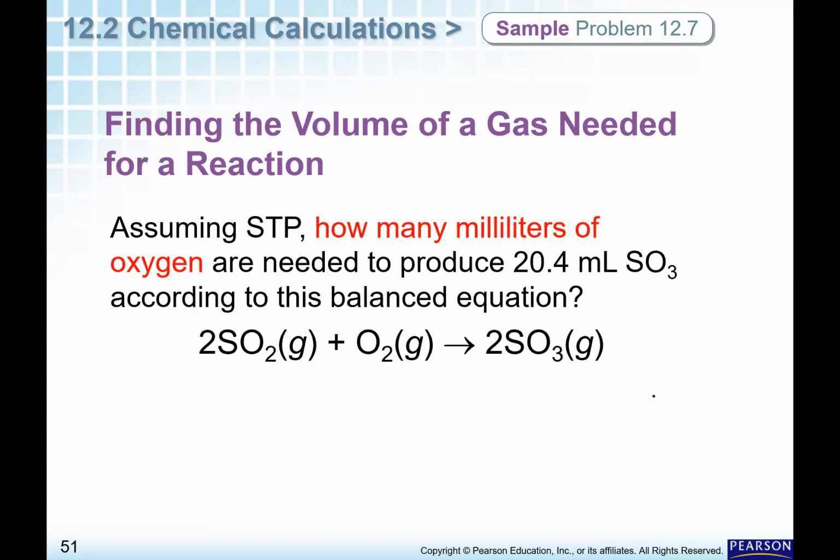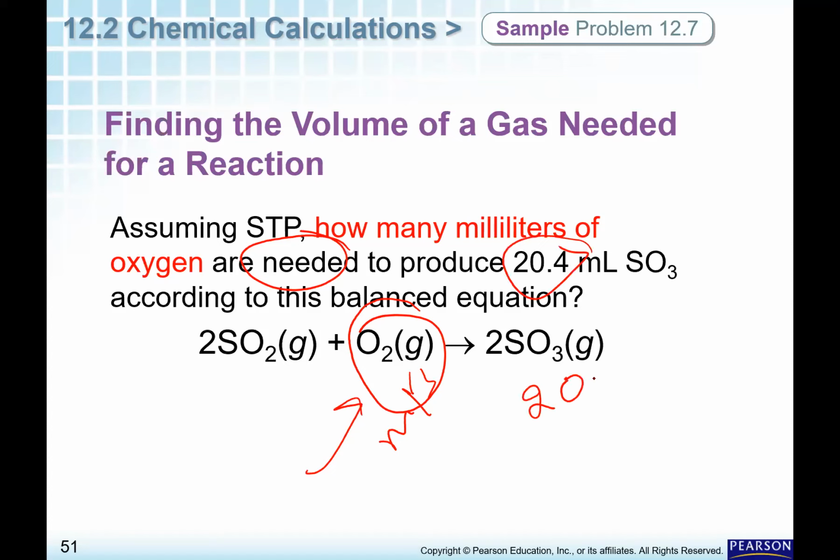Assuming STP, it means use the 22.4 liter relationship. The question is how many milliliters of oxygen are needed. We need to see how much oxygen is required to produce 20.4 milliliters of SO2.